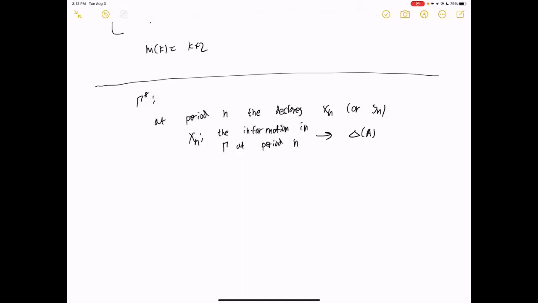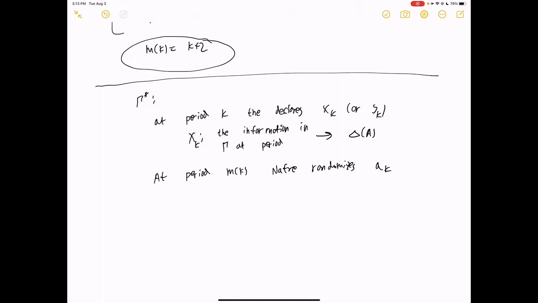And they are still doing alternating moves. So I declare my plan, the opponent declares his plan, I declare, he declares, I declare. Sorry, I wanted to denote the periods by k. It's too late for the things that are before. And with one modification, at period m_k, nature randomizes a_k. m_k is the period in which in gamma it becomes common knowledge that everybody knows a_k. So period m_k is the period in which it becomes common knowledge.